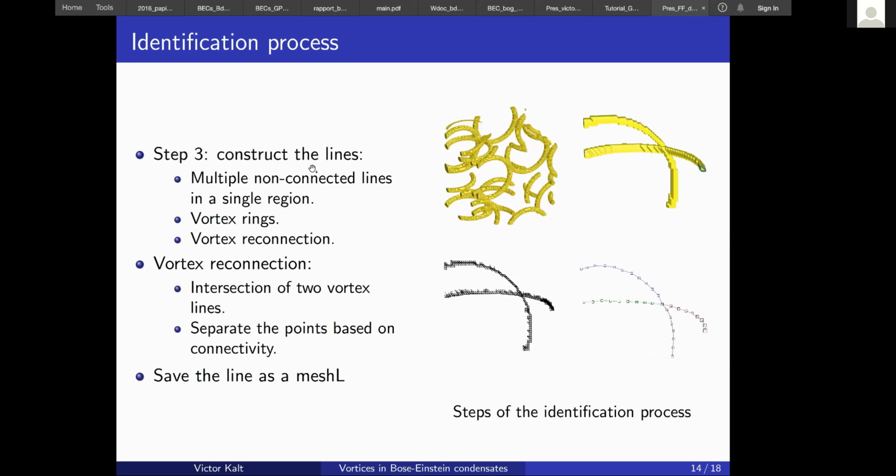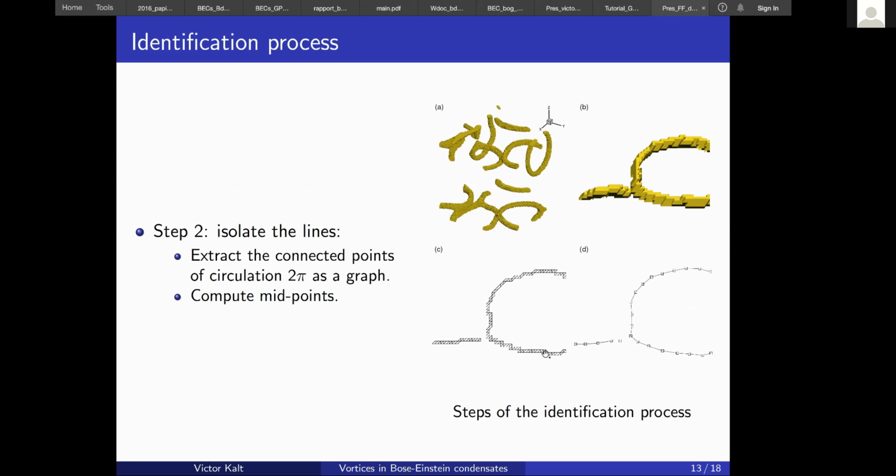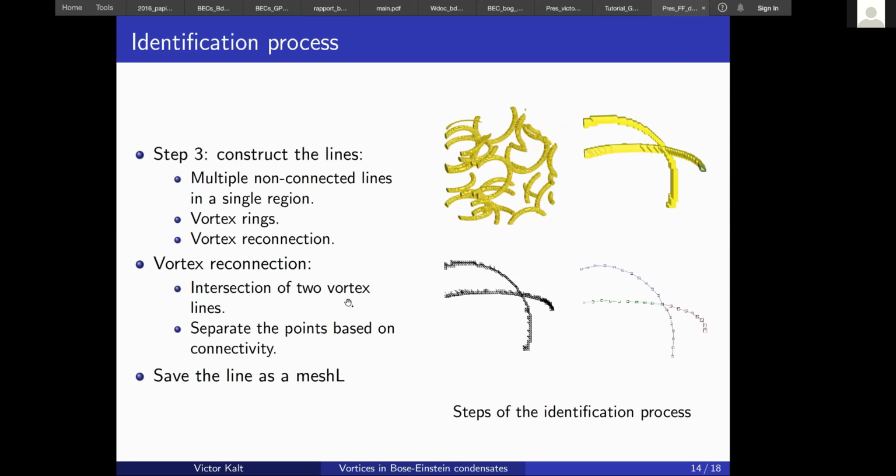But it's not always that easy to construct a line, because we can have different cases. The first is a single line in a single region, where there is no problem. The second is if there are multiple non-connected lines in a single region. Even if computing the circulation is not enough to separate the lines, they can be separated based on the graphs. Because when we are truncating, we can truncate tetrahedrons. Tetrahedrons can be linked if the circulation is one in only one face of the tetrahedrons. But using this graph here is still enough to separate the lines.